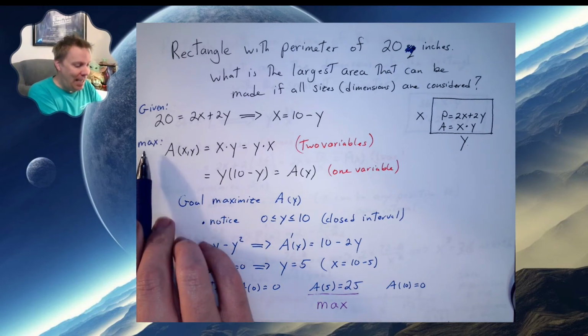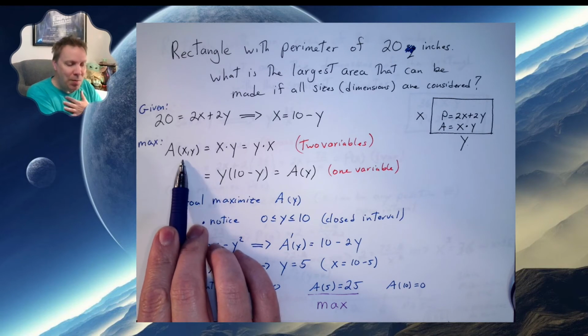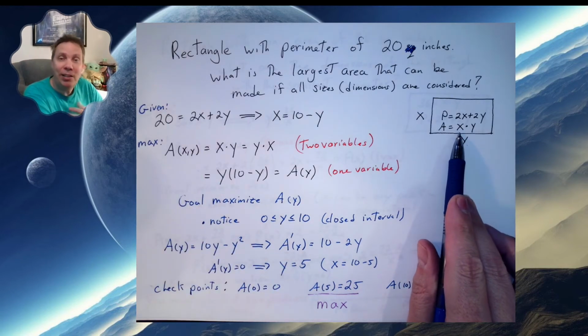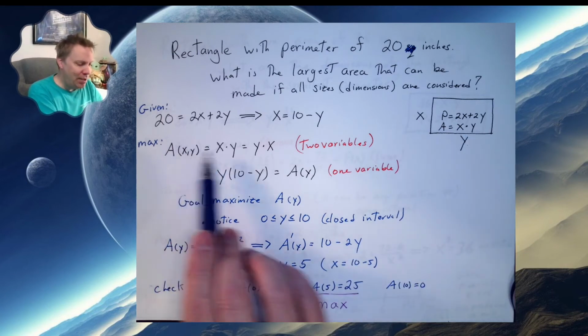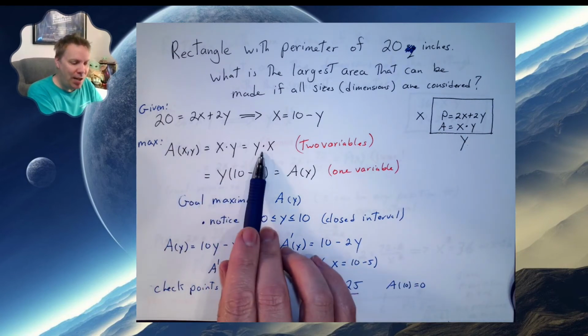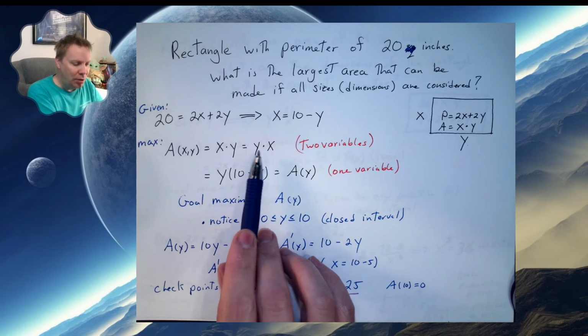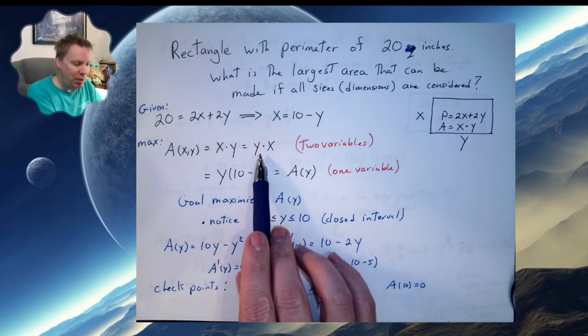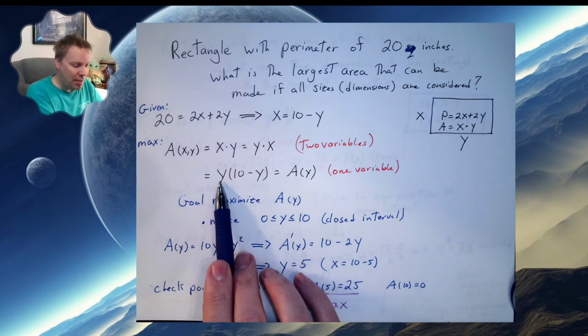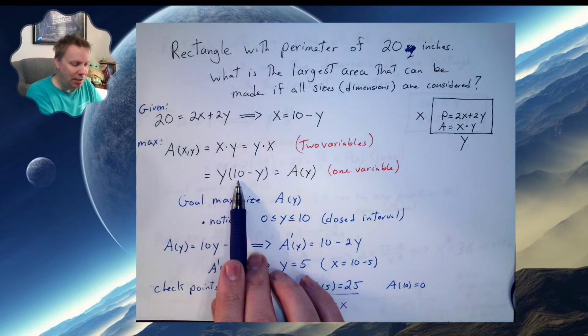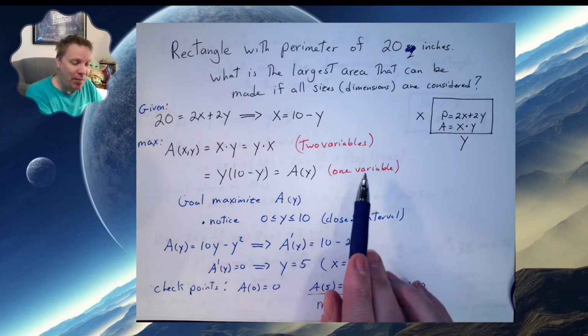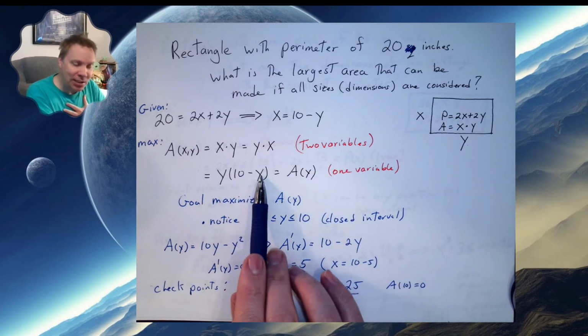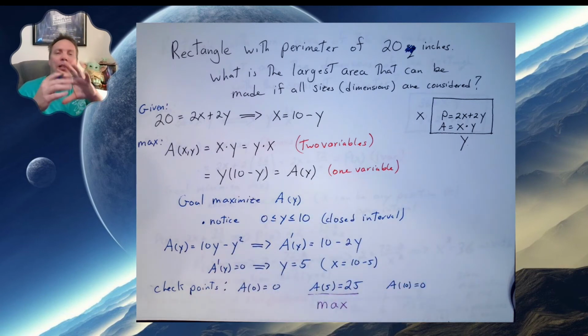Now, the idea here is to maximize the area, but the way I have area written right here, it's in 2 variables. So if I write this in 2 variables, I can write it in any order that I want. So I want to take this and substitute it in for x. I get A is y times (10 minus y), and now I have a function of 1 variable. It's just in terms of y. So I can use our calculus techniques.